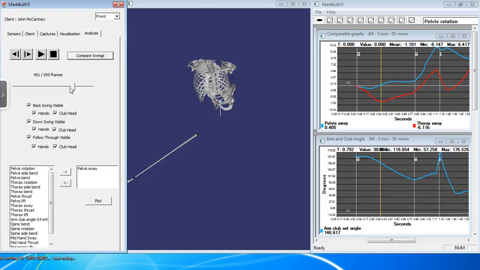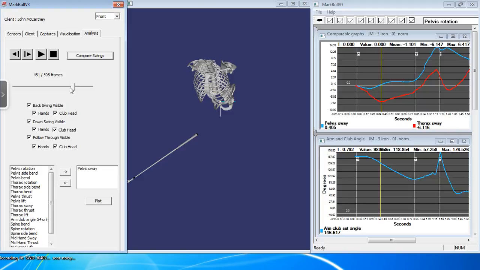Because that's the first thing, and because it's doing it a lot more than the pelvis, I'll definitely start to work on understanding a bit more about why that thorax wants to move away from the ball in the takeaway. That's one of the first things I'm going to be working on in my particular swing.